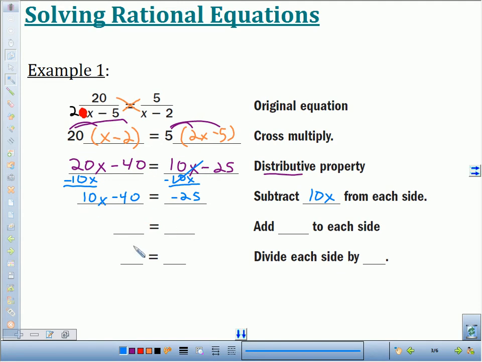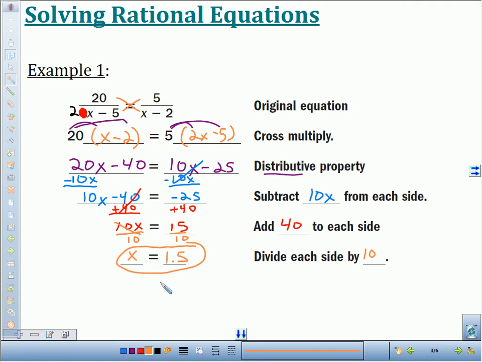We've subtracted 10x from both sides, giving us 10x minus 40 equals negative 25. And from here, we need to add 40 to each side. This is a two-step equation. We always add or subtract before we multiply or divide. This leaves us with 10x equals 15. Our last step then would be to divide by 10 to get x by itself, and x equals 1.5. So this is our solution.